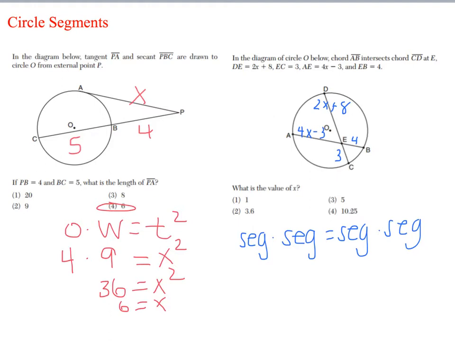On the right-hand side, we have two intersecting chords, and the rule for that is segment times segment equals segment times segment. If you look at chord AB, one piece is 4x minus 3, the other is 4. When you plug it in, I would put the 4 out front, that way you remember to distribute.